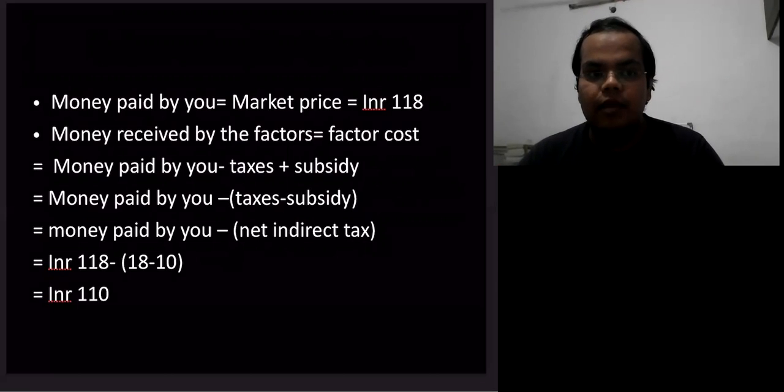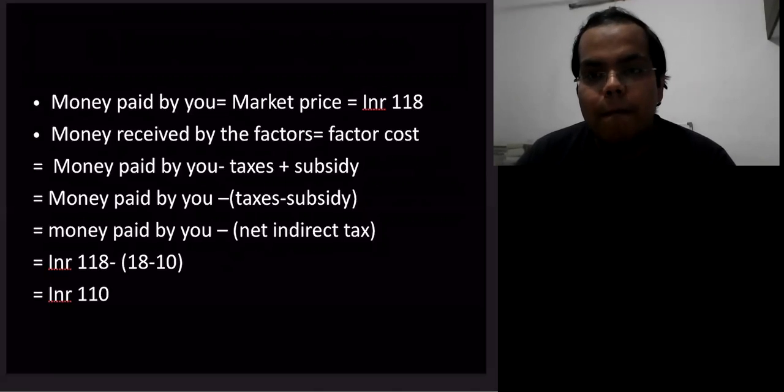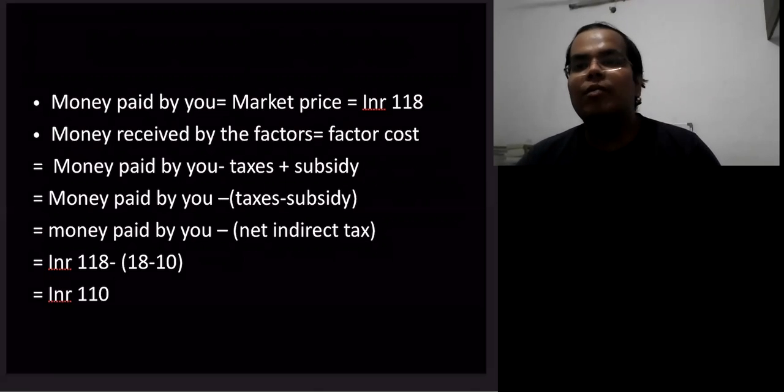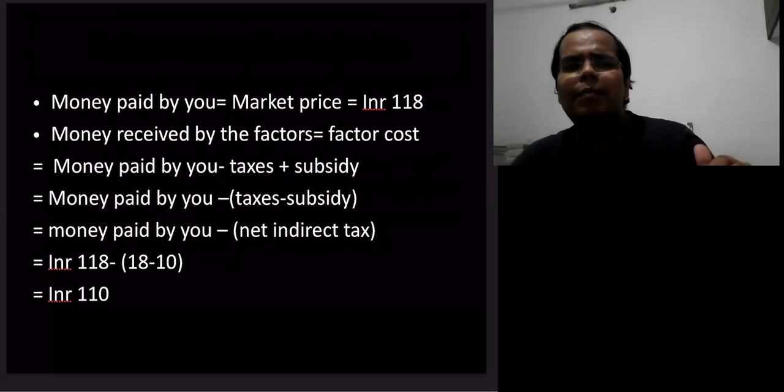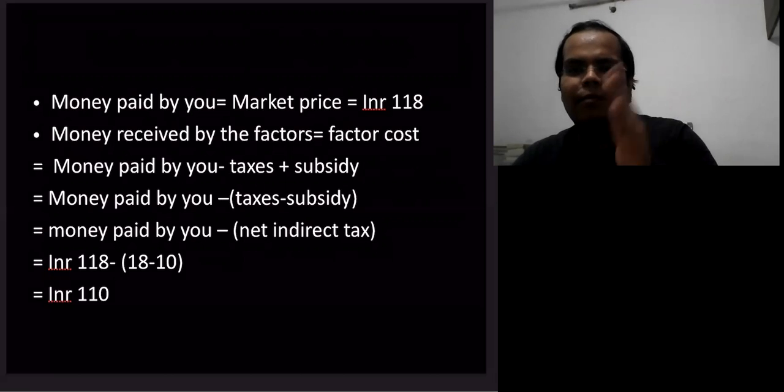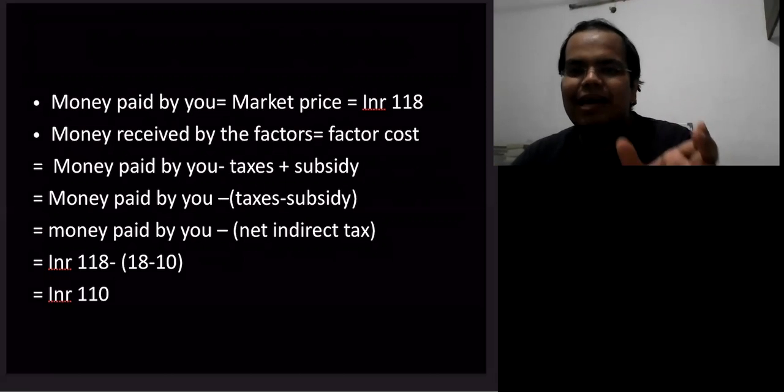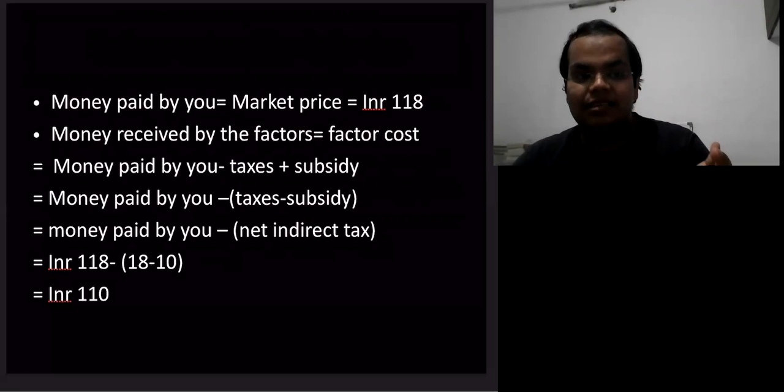All right. So money paid by you minus the taxes that have been taken by the government plus the subsidy which has been paid by the government, this is going to come out to be the factor cost. If you simplify it further, you will get money paid by you minus (taxes minus subsidy). Now this taxes minus subsidy is a technical term which is called net indirect taxes. All right.